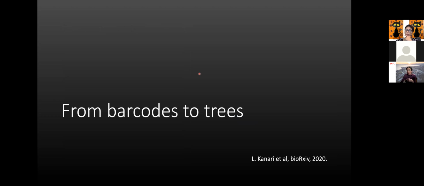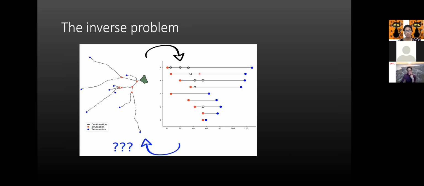So how do we go back? This is work that is currently under submission. You can find it on the bioRxiv if you're interested. We want to go backwards, right? We know how to take a neuron and break it up into a barcode, and now we'd like to be able to take a barcode and reconstruct something neuron-like from it.